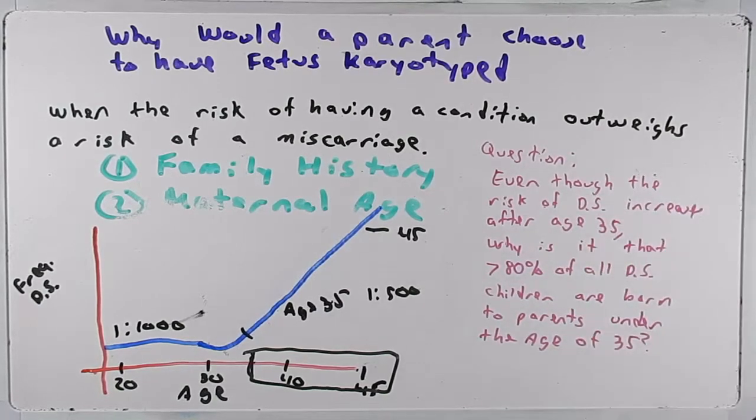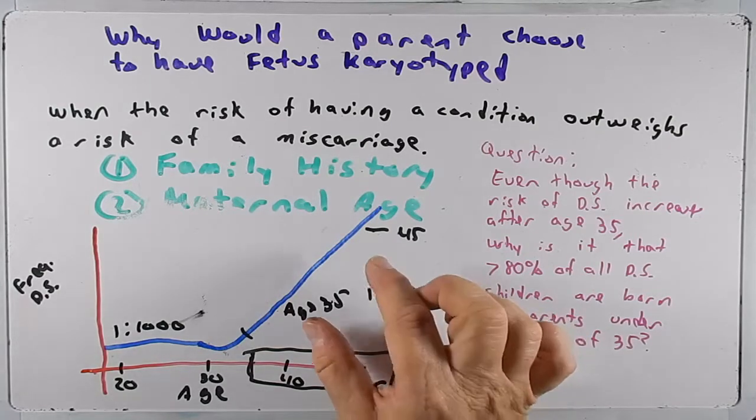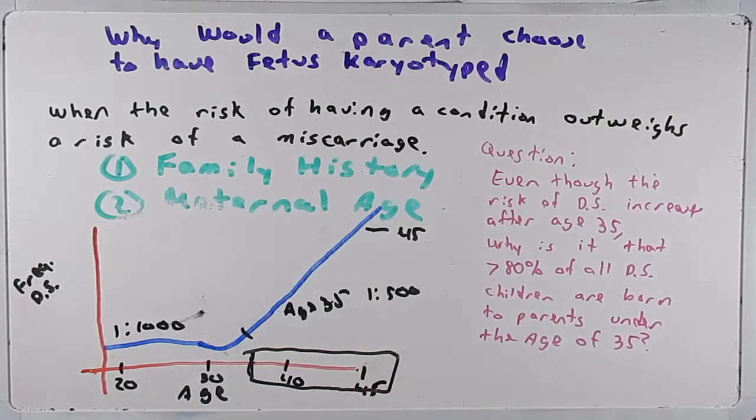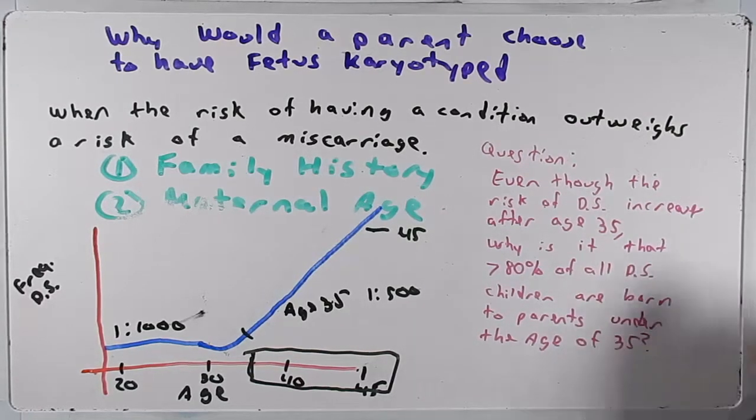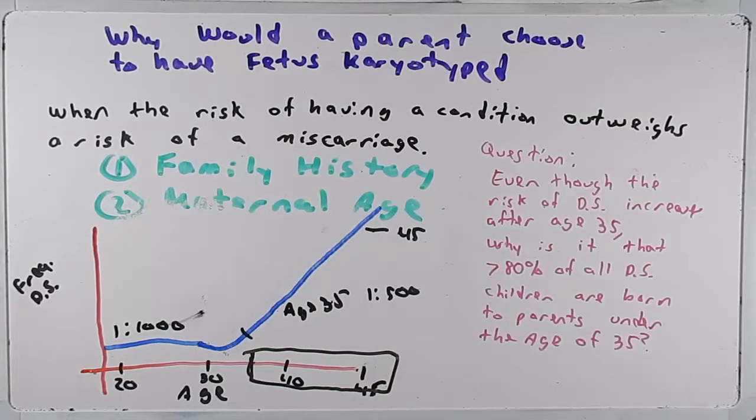So this is the question I want you to consider. Even though the risk of Down syndrome increases after the age of 35, why is it that over 80% of all Down syndrome children are born to parents who are under the age of 35? It seems a little counterintuitive to this graph I drew here. And there's a few reasons why this statement is true. Like I said, we may come back to this in an activity or a test.